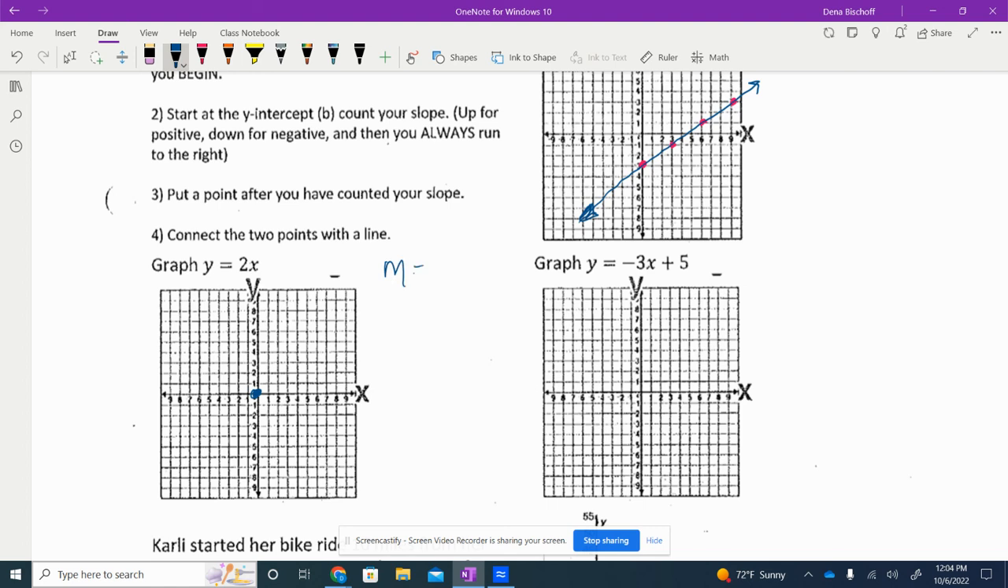If my slope is 2, I'm going to write it as a fraction, 2 over 1. That means I go up 2 over 1. I'm going to do it again, up 2 over 1. I'm going to keep doing that until I have a few points that I can connect my graph. So you should have something that looks like this.